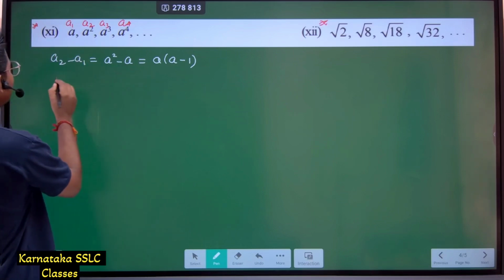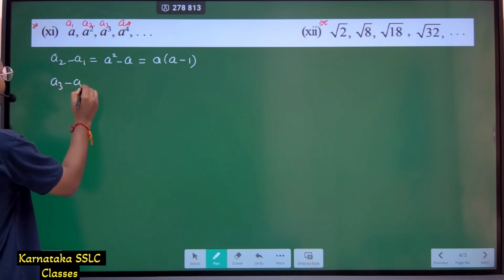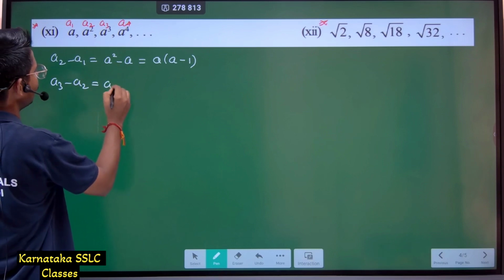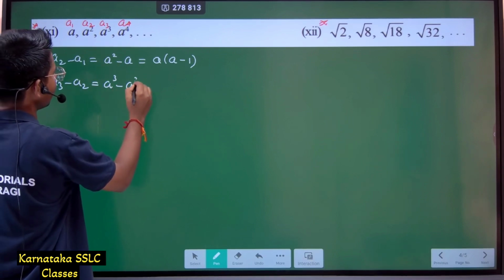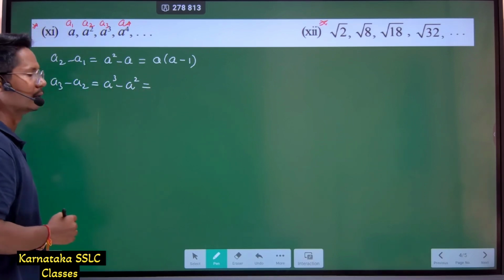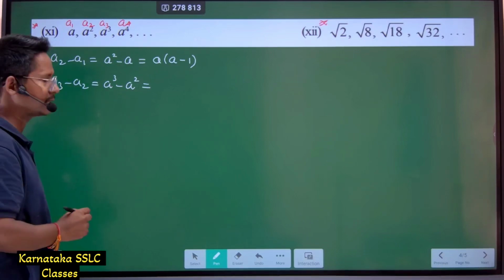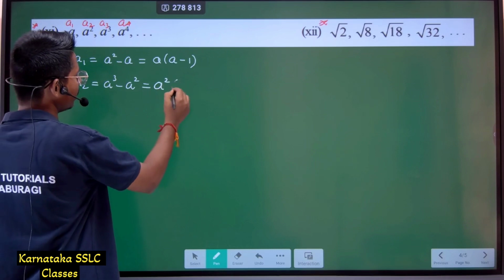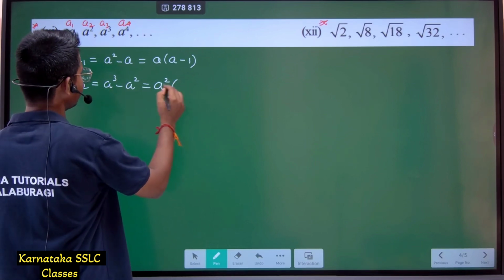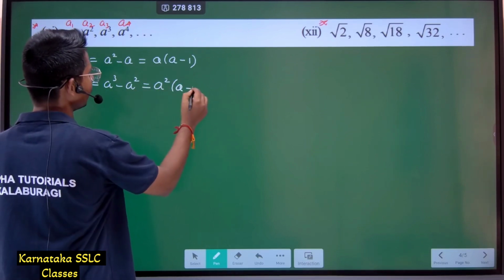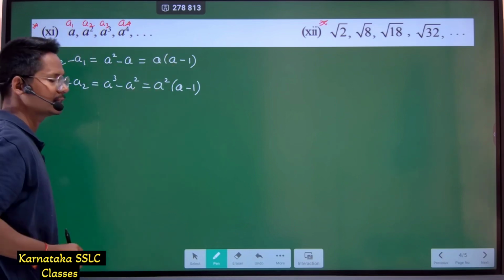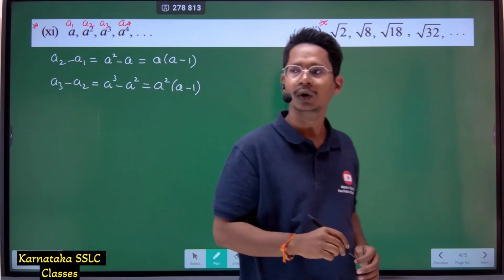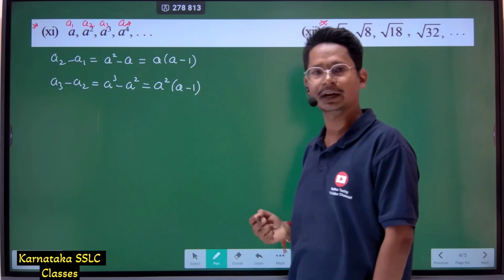Similarly, we will find A3 minus A2. A3 is A cube minus A2, A square. Again, they are not like terms, isn't it? Now you can take common. What is common in both the terms? It is A square. Now what is left inside the bracket of the first term? A minus here 1. Now do you think both the difference values are same? No, the difference values are different.